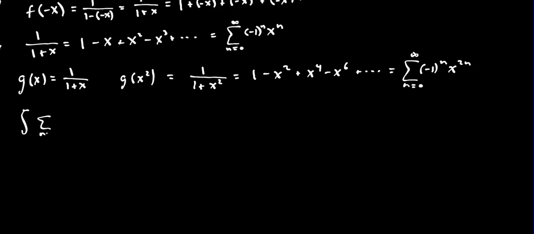So I've got n equals 0 to infinity, and I've got negative 1 to the n, x to the 2n, dx. So I'm going to integrate this thing. Well, let's see what that might look like. If we use the power rule for integrals, it's going to be 1 over 2n plus 1 times x to the 2n plus 1.